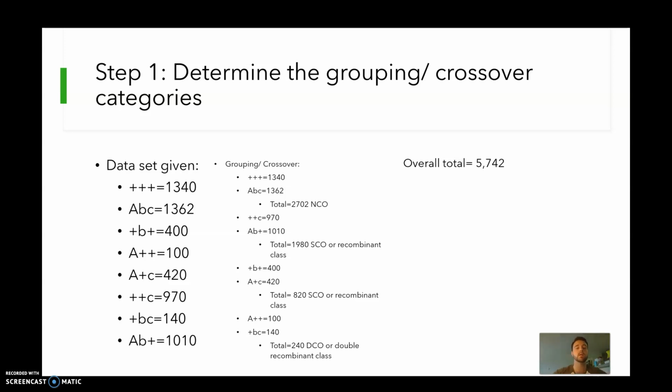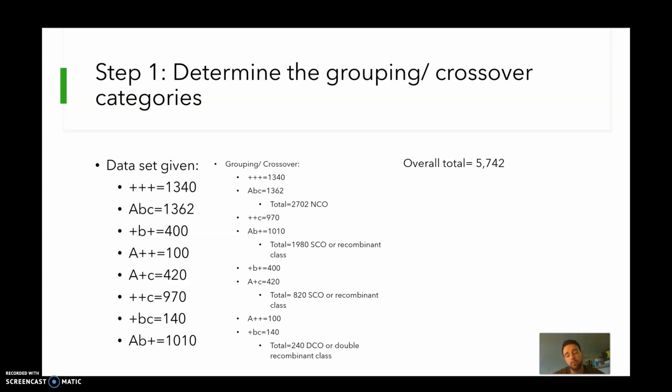The second one down, and then to find the double crossover group, we take the two lowest offspring that were given in the example, which is the 100 plus the 140. It gives us a total of 240 for the double crossover or the double recombinant class. And then the other ones are also grouped by close numbers, and they are our single crossover groups or our other recombinant classes.